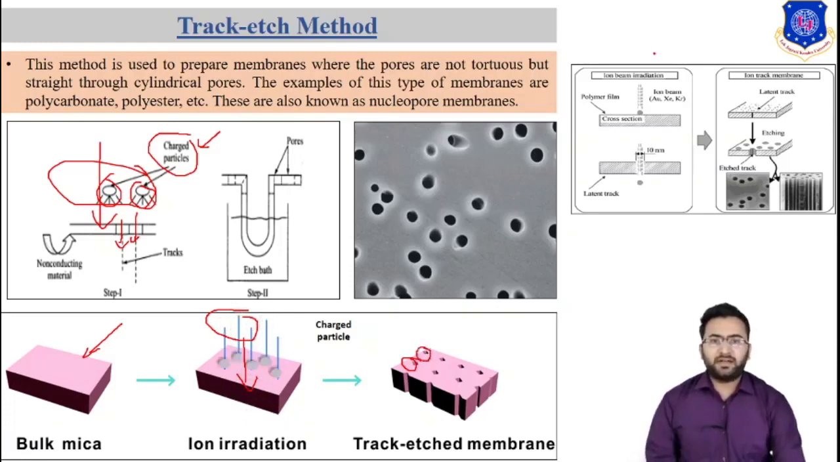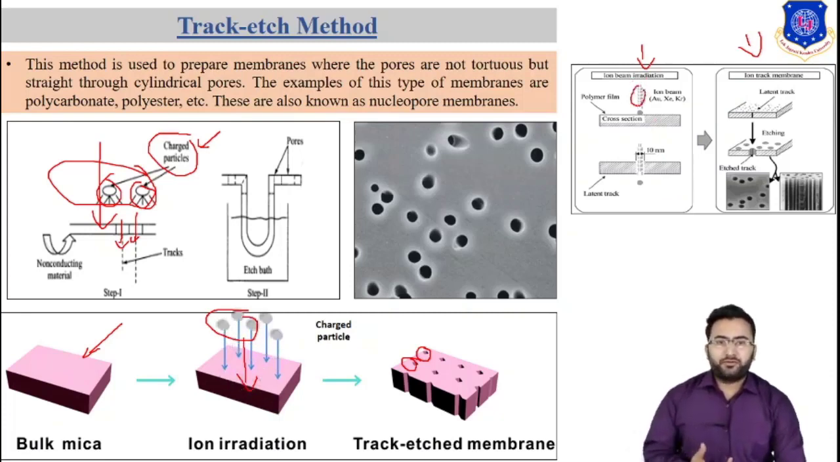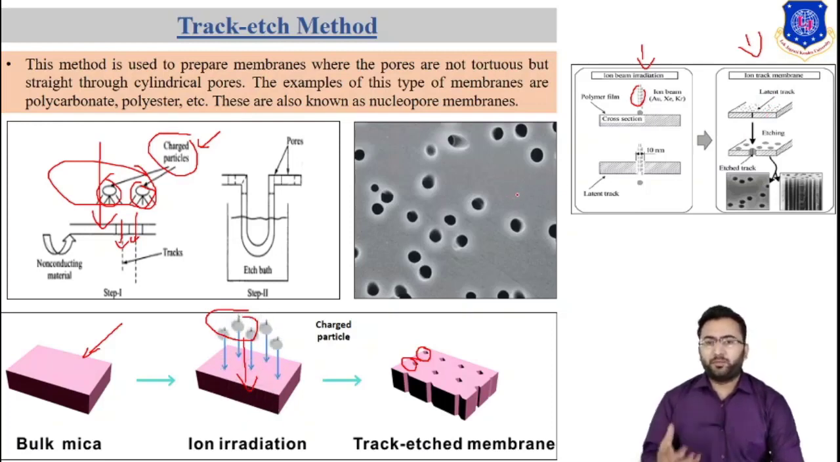The track etch method is further classified as the ion beam irradiation and ion track irradiation technique, where in the beam technique rays are used, or in the track or ion track method charged particles are used to make the pores on the surface of the membrane. So this is an SEM image of a membrane made by the track etch method, which gives this type of cylindrical pores throughout the membrane. This is a cross section of the membrane. So this is all about the track etch method.